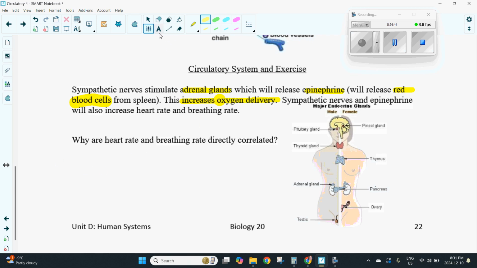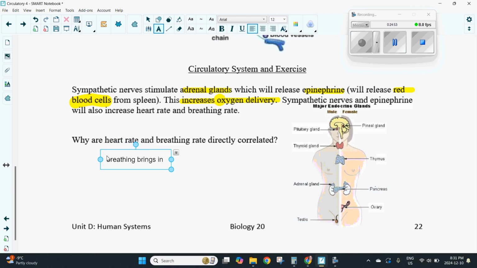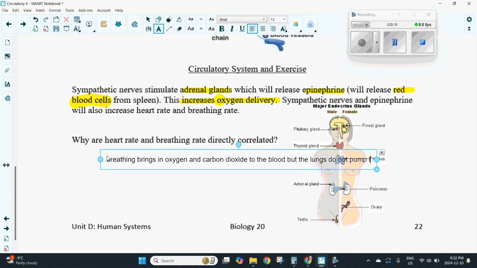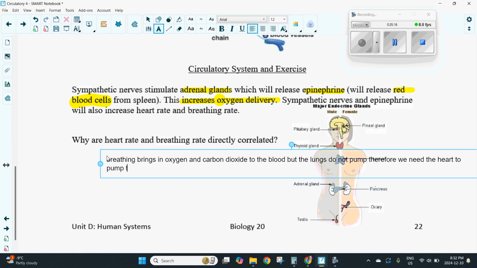So the question I have at the bottom is asking you, why are heart rate and breathing rate related? Well, breathing brings oxygen and carbon dioxide to the blood, but the lungs do not pump. Therefore, we need the heart to pump the blood from the lungs to the body, and technically away from the body.